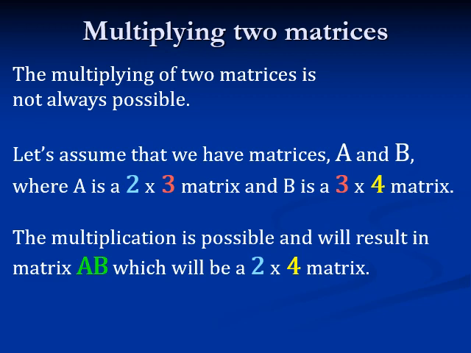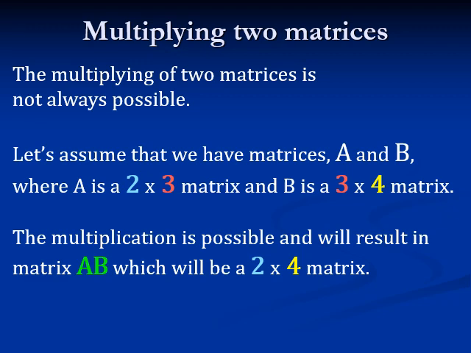So you can see that the number of columns in the first must equal the number of rows in the second. And when we go through the mechanics of multiplying these, you'll see why that has to be. And the result will be the number of rows of the first by the number of columns of the second. So multiplying A by B gives us a 2 by 4.